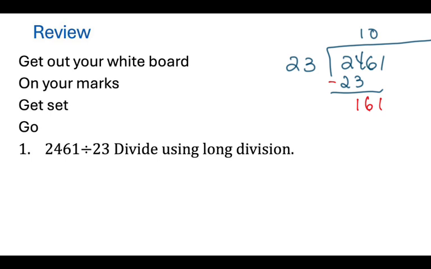And we ask ourselves, 23 goes into 161 how many times? And it is 7 times. We multiply, and we get 161, and we subtract, and we're going to get 0. Today, when we divide, you will always get 0 as a remainder. That way you'll know you got them right. This won't always be the case, but today it will.